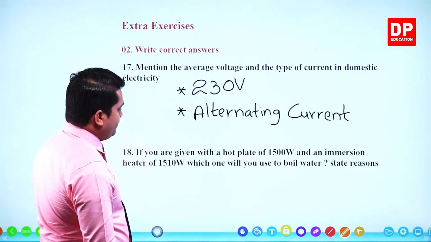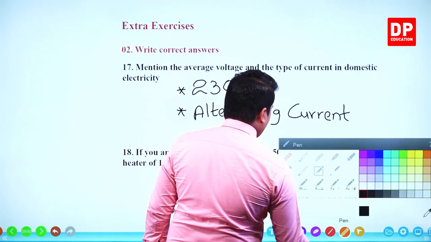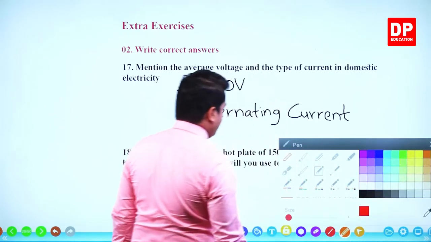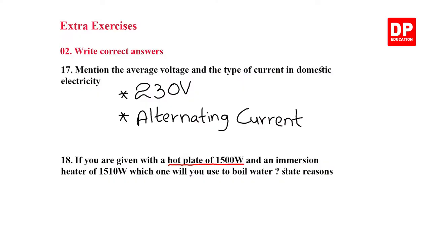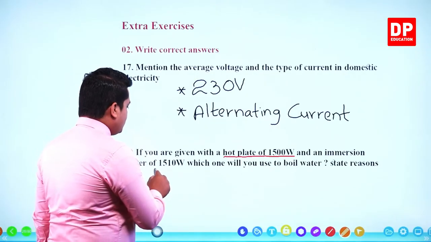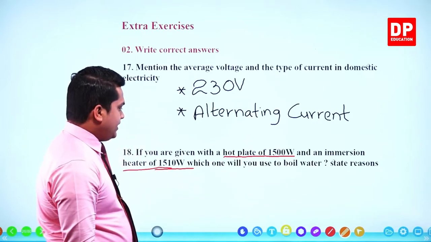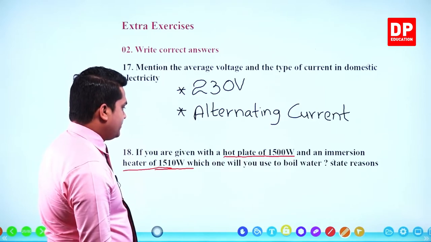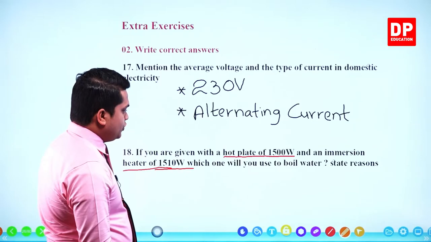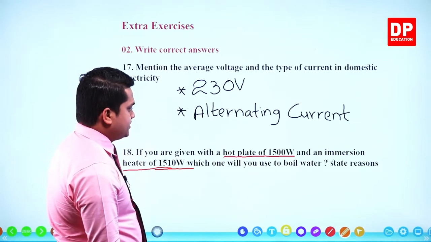Next one. If you are given with a hot plate of 1500 watt, read the question very carefully. This is a good question, my dear children. If you are given with a hot plate, 1500 watt, and an immersion heater of 1510 watt. Heater 1510 watt, but the hot plate 1500 watt. Which one will you use to boil water? State reasons.